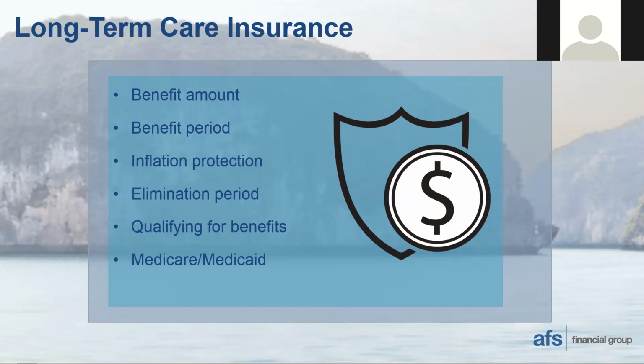Alternatively, there's cognitive impairment. So think Alzheimer's, dementia, right? If you need assistance because of a cognitive impairment, that's also where a policy will kick in.